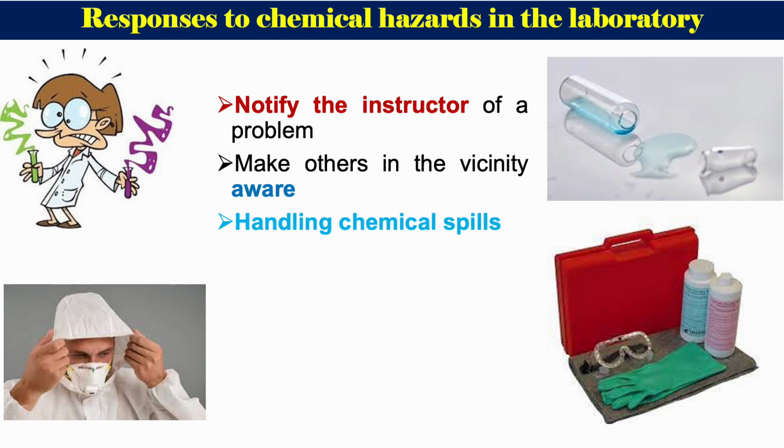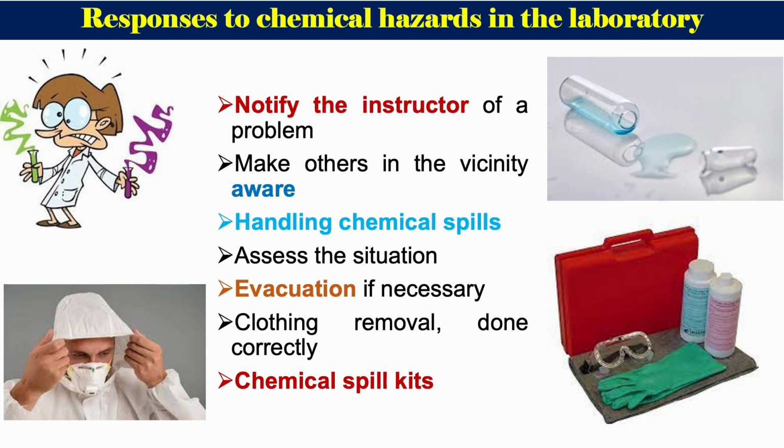In spite of following all the guidelines and safety measures, a particular lab worker may get exposed to chemical hazards. So in that case, how should laboratory workers respond to chemical hazards? First of all, our duty is to notify the instructor of the particular problem and make others in the vicinity aware of the incident. Then we have to understand how to handle chemical spills. We should have proper knowledge and awareness to assess the situation, and we have to evacuate as soon as possible if necessary. We have to remove the clothing, which should be done very correctly, and there must be a chemical spill kit in the laboratory so that in an emergency it can be used immediately by the lab worker.